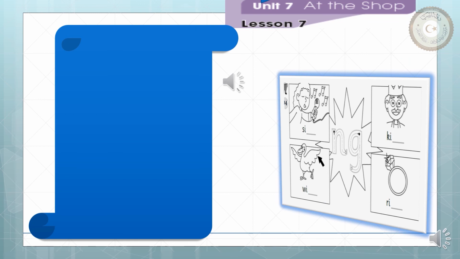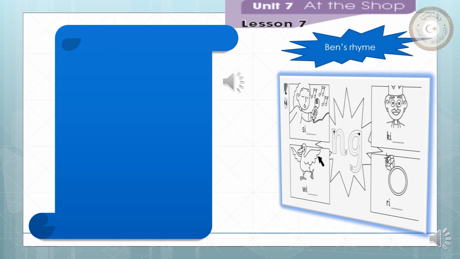Now you are going to listen to Ben's rhyme. Ben is talking about different things. Okay, what I need from you is to note the sound ing in his rhyme. Underline each word that has the sound ing. Okay, just check with me if you have the same rhyme in your course book. If you haven't, please check the board with me and try to note which words have the sound ing. Let us start listening.